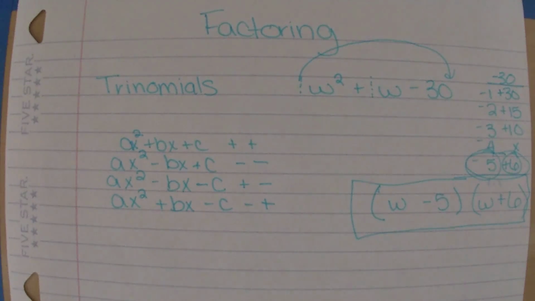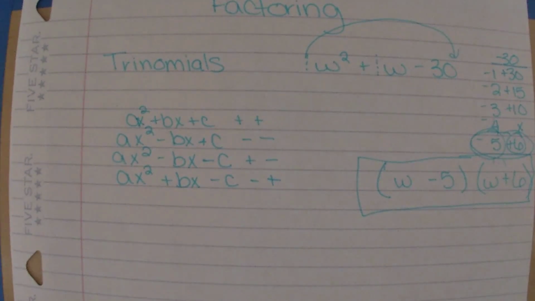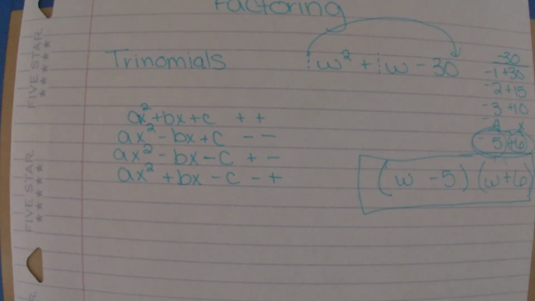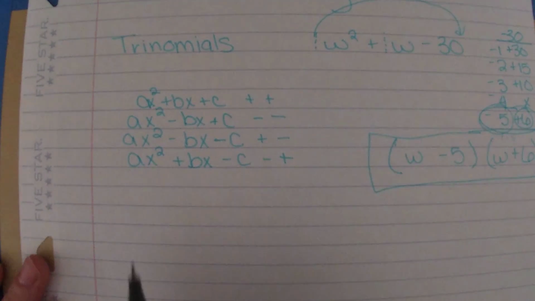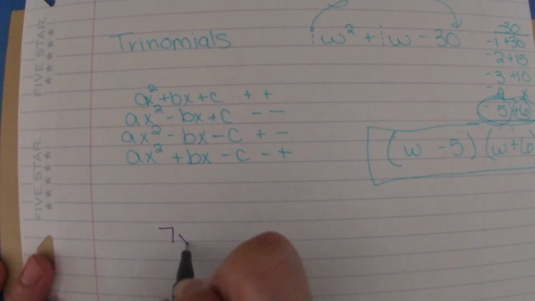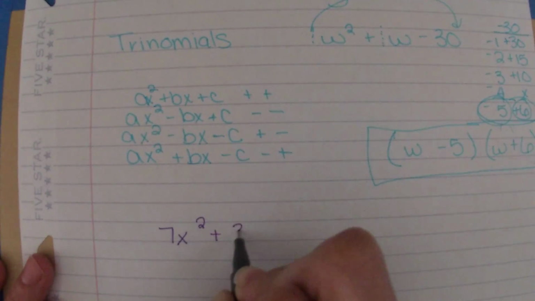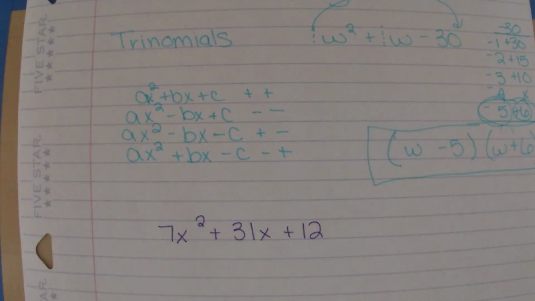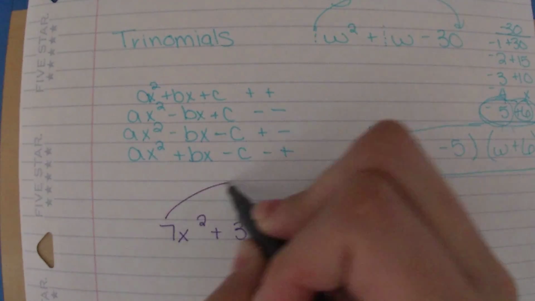Now, we're not always in this situation where our a equals 1. Sometimes we're going to see something where a is something other than 1. If a is something other than 1, then we need to do a little bit more work, or some different work, to get the answer. So let's say we have something like 7x squared plus 31x plus 12.